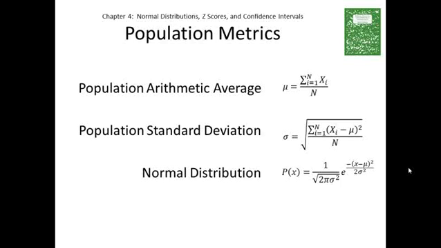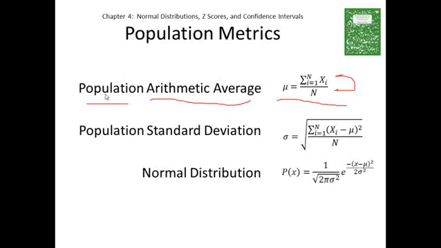In this chapter, we're going to be taking a look at normal distributions. We need to begin by taking a look at population metrics. Two metrics in particular we need to take a look at are the arithmetic average of a population. We have the equation here. This is the sum of the individual points divided by the total number of points.